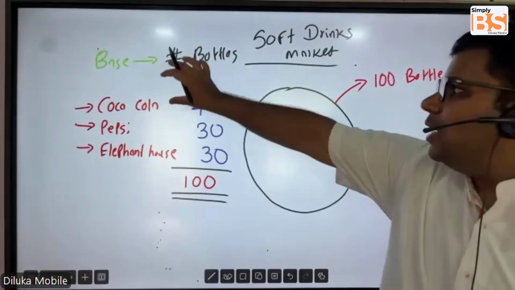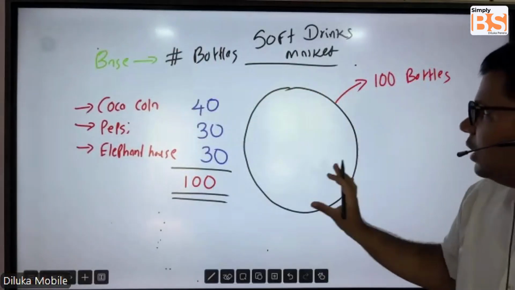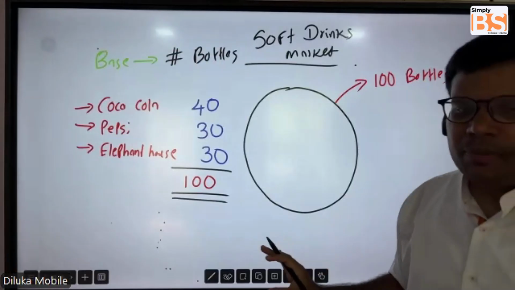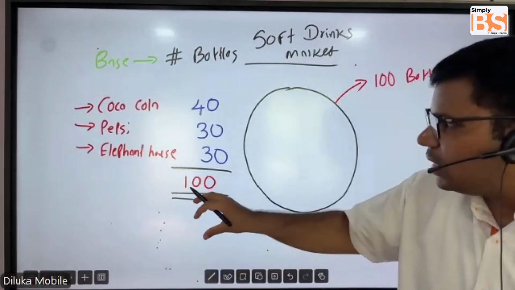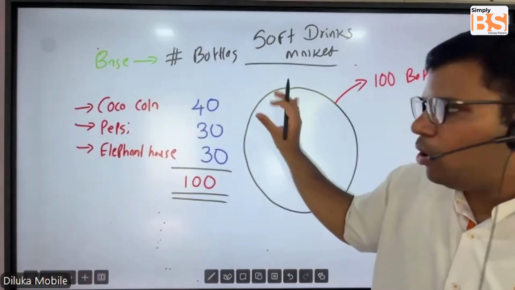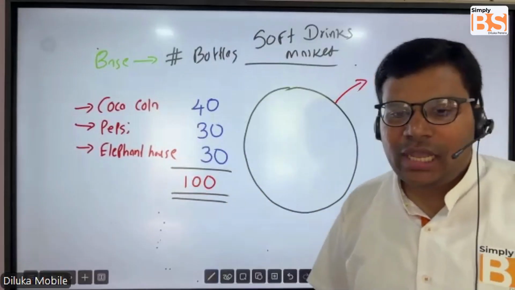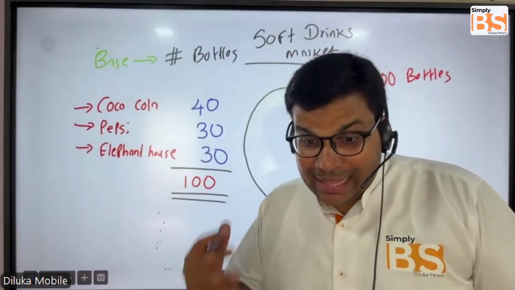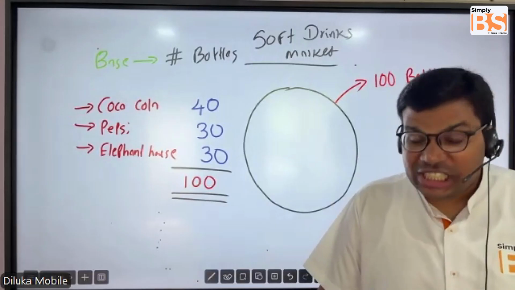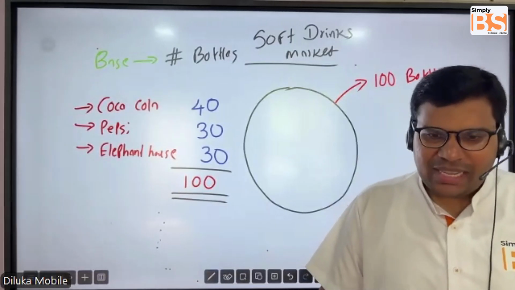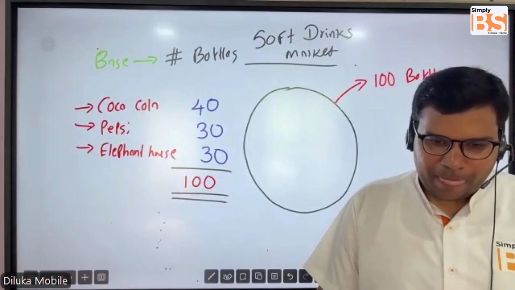So we have taken the amount of bottles that is being distributed and manufactured in the total soft drinks market, and hypothetically, we took it's 100 bottles. If we dig deeper, from these 100 bottles, Coca-Cola is putting 40 bottles to the market on a monthly basis. Pepsi is putting 30 bottles and Elephant House is putting 30 bottles. Then from these figures, we can calculate the market share that each and every company is holding from the total soft drinks manufacturing market.